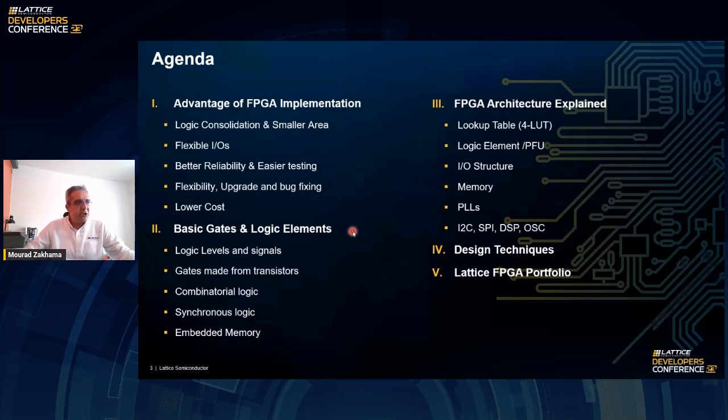Then the third section will be more about an example of architecture for the iCE40 Ultra class, which is the most basic FPGA from Lattice, where we're going to go through the architecture elements that include the lookup table, the PFU, and understand all this terminology about the different things that we use in FPGA, what's the IO structure, the memory structure, the PLLs, and some of the hardware functions like I2C, SPI, DSPs, and internal oscillator.